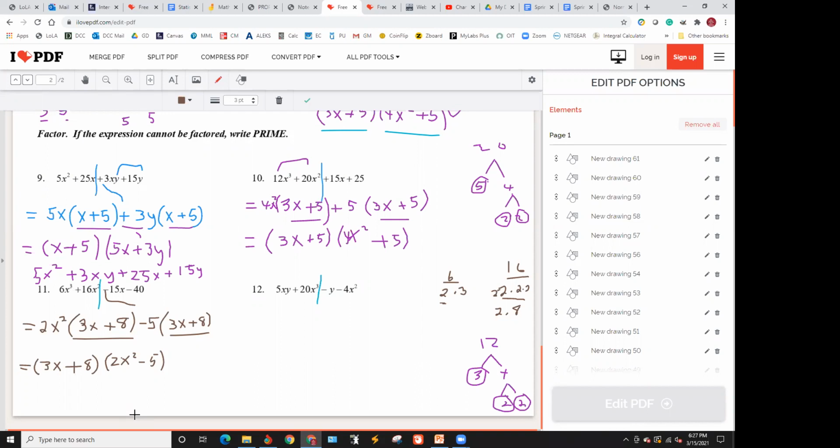Has anybody figured out what's the greatest common factor out of these two? Again, one ends in 5 and one ends in 0. So it's a 5 out of these two, right? Any variables? Yeah, there's an x and there's an x cubed. So that's going to be just a plain old x that comes out.